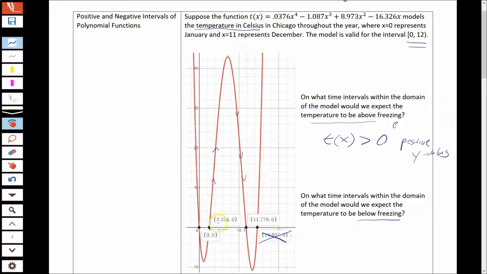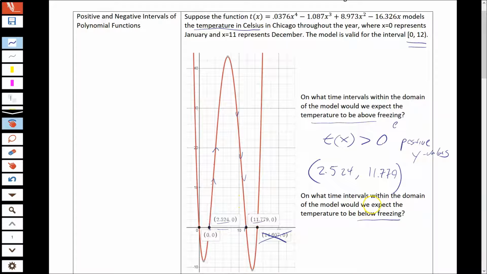My positive interval, I'm going to pick the x values. I'm going to say from 2.524, comma, 11.779. And I'm going to give these parentheses and not brackets because we don't want to include the points, right? Because the points are not greater than 0. The points are equal to 0.